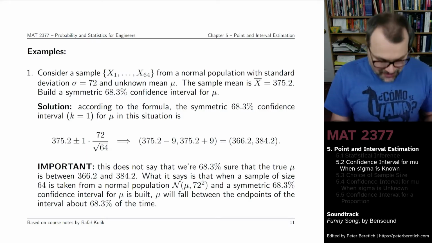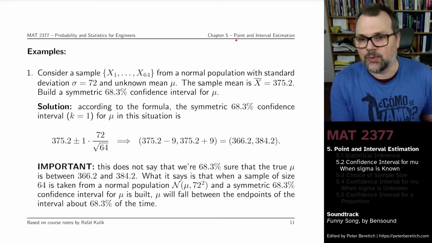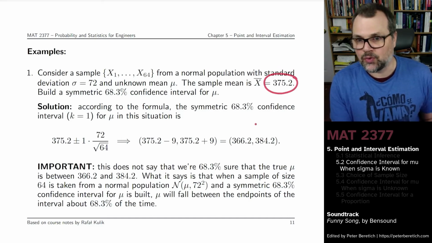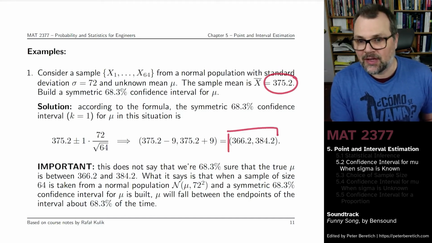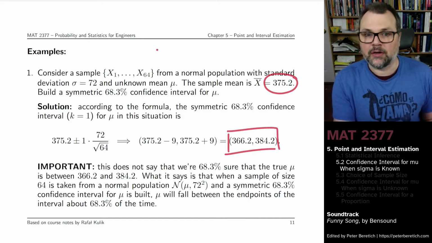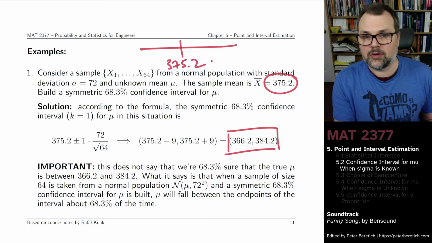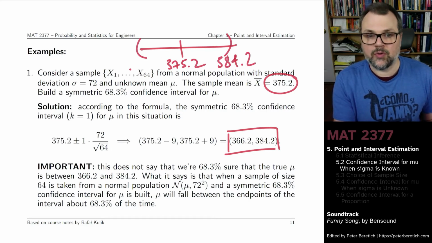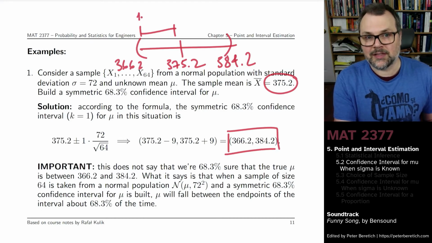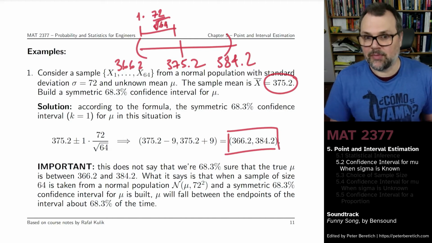In this specific sample, the sample mean was 375.2, and this is what led us to have this specific interval here, right? So we had 375.2, and the two endpoints were at 384.2 and 366.2. And this distance here is just, well, K in this case, 1 times 72 divided by 64. K times sigma divided by square root of n.